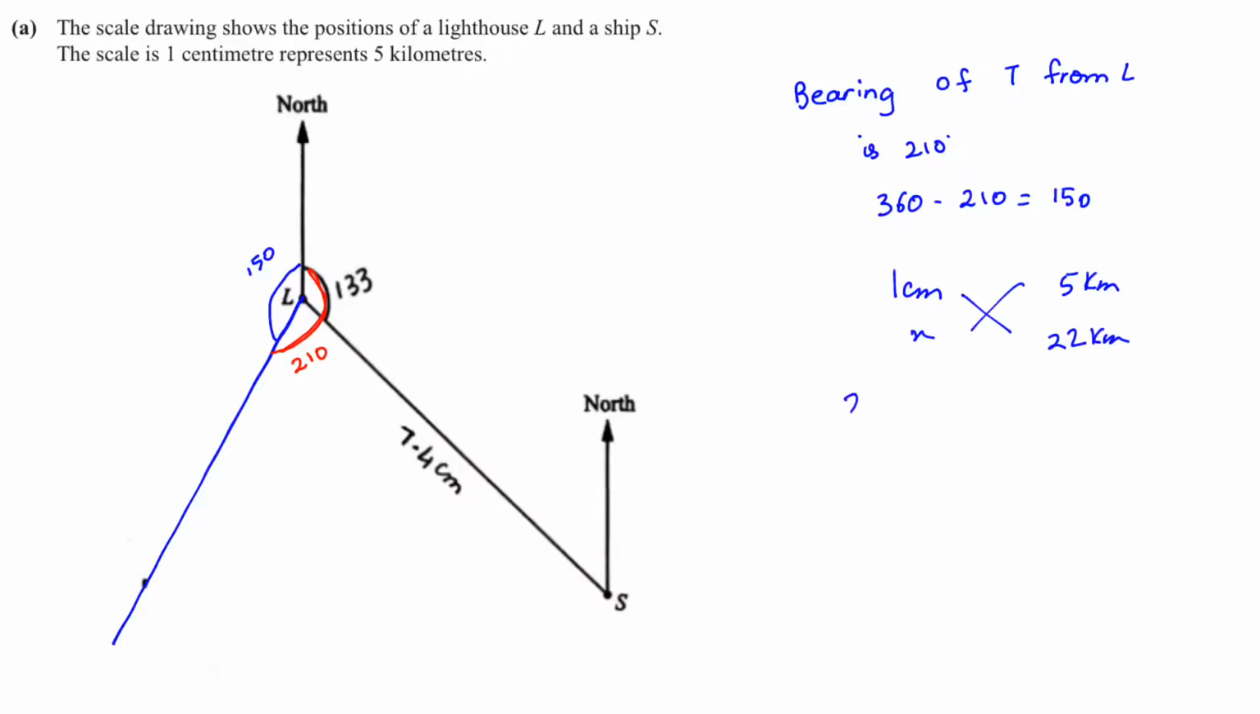Cross multiply. 22 divided by 5 is 4.4. So that is the measurement we have to take from here. 4.4 centimeters. So T is at this point.